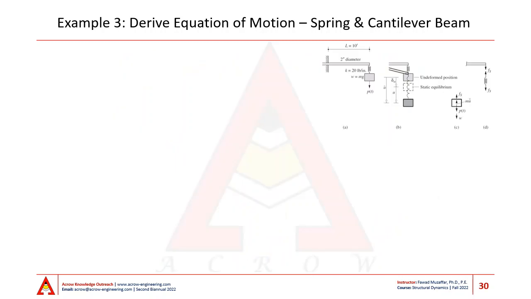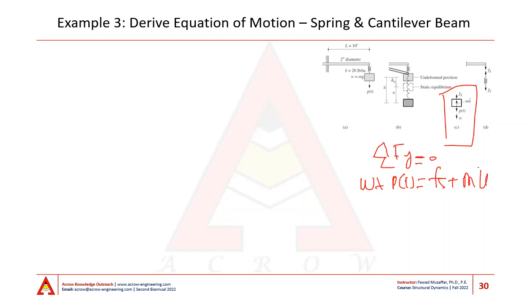Consider the vertical equilibrium of mass M as shown in figure C on this slide. If we write the vertical equilibrium equation and fill in all the values, we'll have W plus PT is equal to Fs plus M u bar double dot.